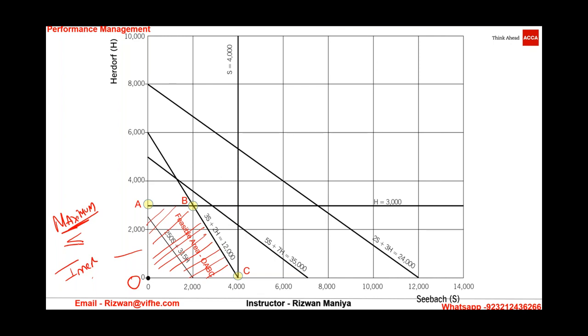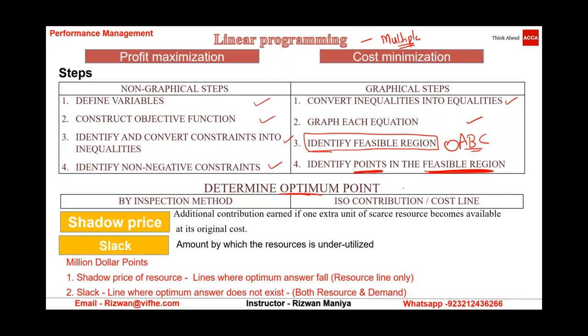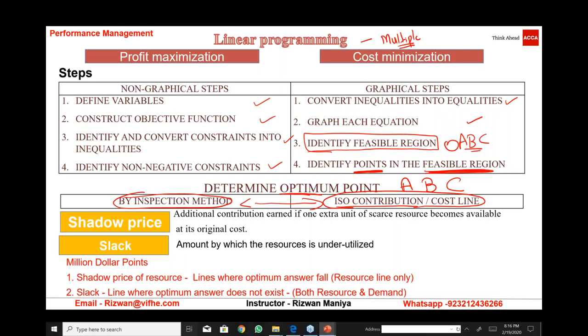Okay. So as I have found out the feasible area, now let's see what the step says to find out the answer. To determine the optimum point, the optimum point would be either A, or B, or C. To find out the optimum point, we have two methods. One is the inspection method, which is comparatively time taking, and the other is the ISO contribution method, which is time saving. So as ISO contribution is time saving, I'm focusing on the ISO contribution line method, so let's use it to find out the answer.